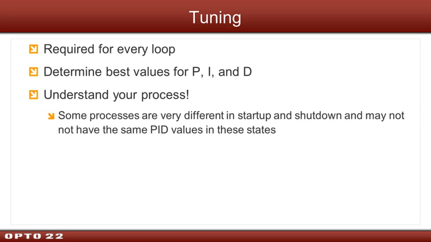Because some processes have very, very different characteristics in startup and in shutdown. So we need to be really mindful of when we are trying to tune this loop. Are we trying to tune it for startup? Are we trying to tune it for shutdown? Or are we trying to tune the PID loop, or tune the process, for when the process is up and running and in its steady state?